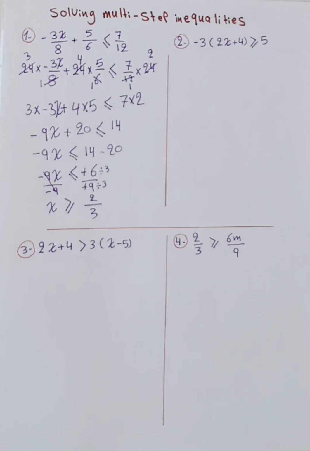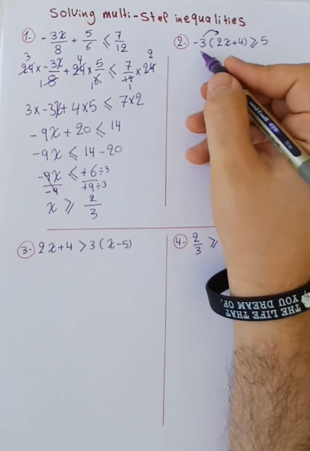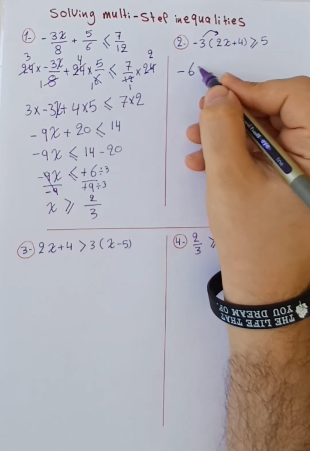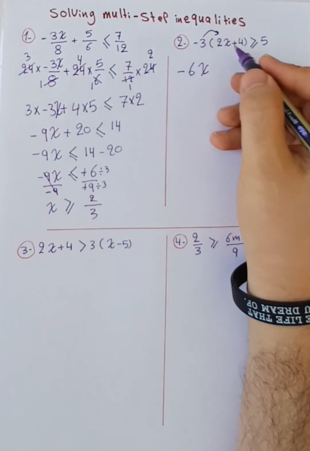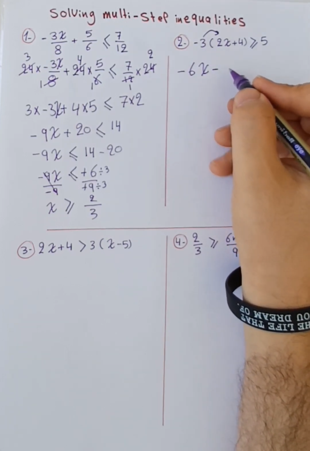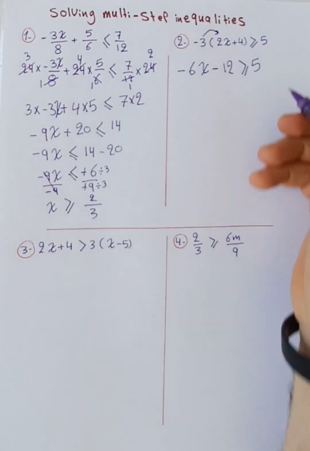Example number 2: we have negative 3 and a bracket. Inside the bracket you have 2x plus 4, greater than or equal to 5. First step, multiply this negative 3 into the bracket. Negative 3 times 2x equals negative 6x. Negative times positive is negative, 3 times 4 is 12, so negative 12, greater than or equal to 5.